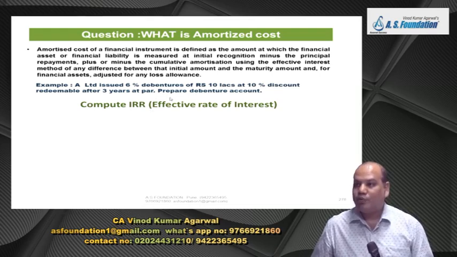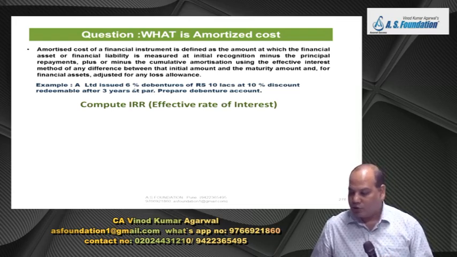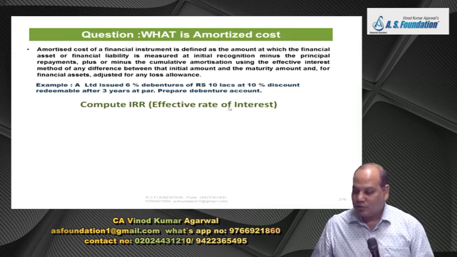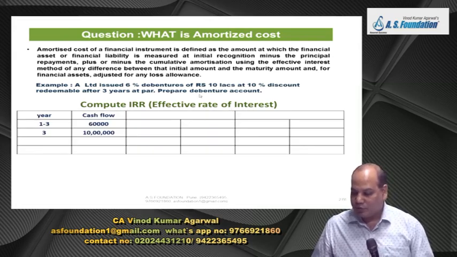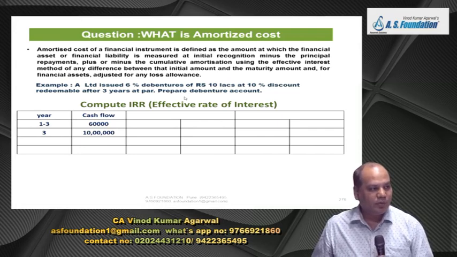So first you compute the effective rate of interest. Now why is the effective rate of interest not equal to the 6% coupon rate which they have promised? Because this bond is issued at a 10% discount. So you are going to receive not 10 lakh, less than 10 lakh, but you are going to redeem 10 lakh. You are going to pay coupon on 10 lakh. So your effective rate of interest will be higher than the 6%.